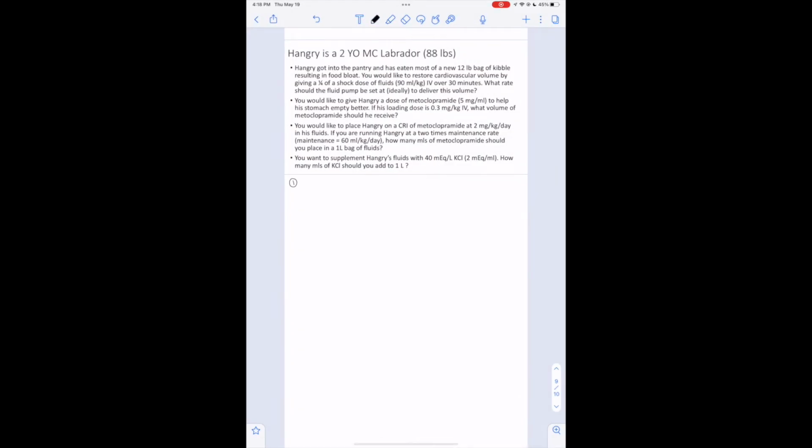Okay, so now we're on to question 3, who is hangry, and he is a 2-year-old lab, 88 pounds. So again, we're just going to start with 88 pounds, get it into kgs, and you'll be left with 40 kilograms. And now you want to know how many shock dose fluids. So what I did was I took the kgs and I multiplied it by the 90 mils, but we only want to use 1/4 of this total one.